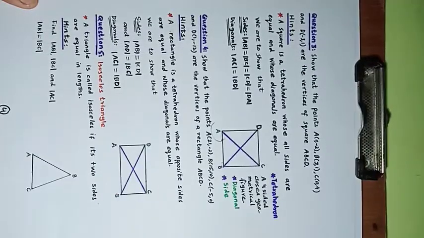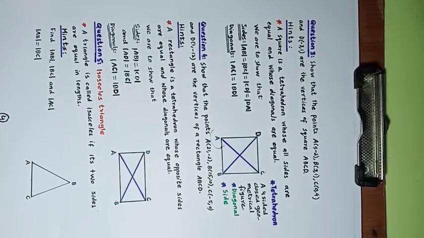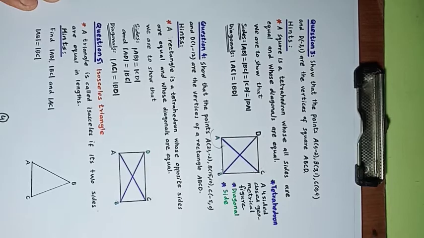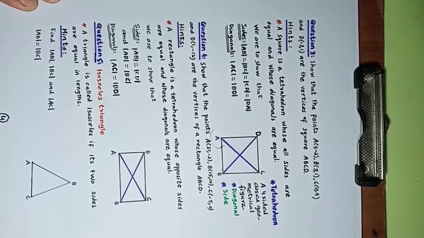Now dear students, we come to question number 3. This question says that show that the points A, B, C, D are the vertices of a square ABCD. Before starting this question, we come to the definition of a square. Dear students, a square is a tetrahedron, a 4-sided closed geometrical figure, all whose sides have equal length and whose diagonals are equal in length.